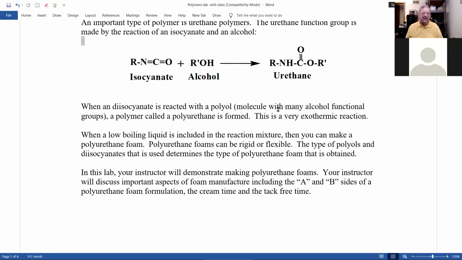I'm not. And because of this, when you have a low boiling liquid in the reaction mixture, it expands and forms a foam. A foam is just a solid with bubbles in it.